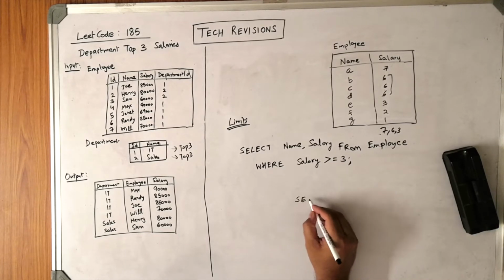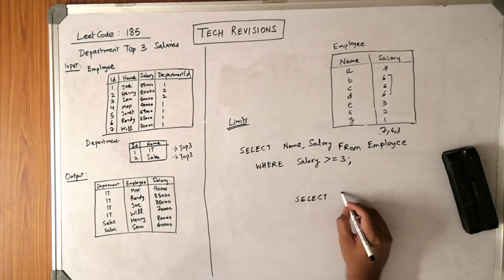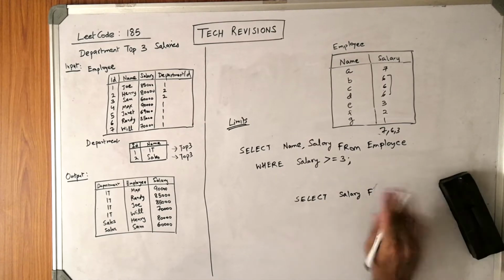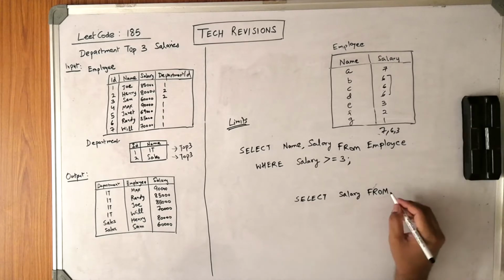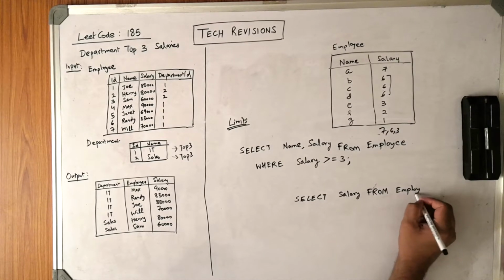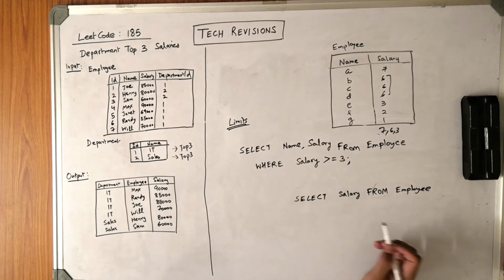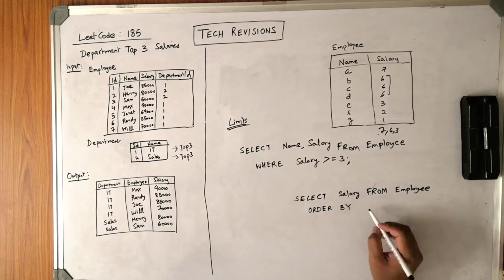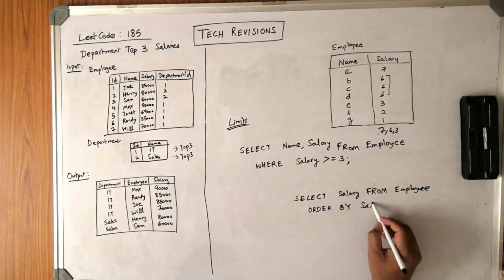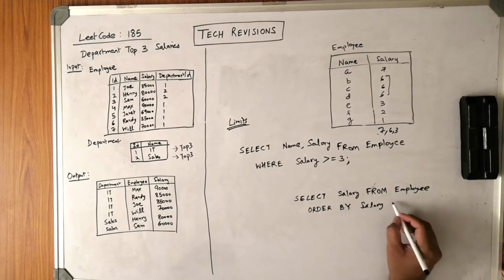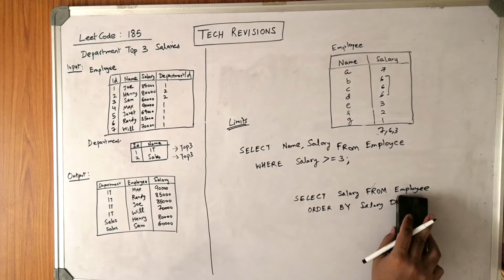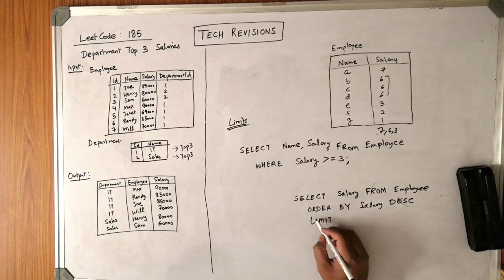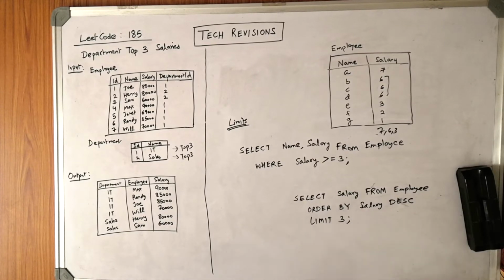So what we want to do is select salary from employee, and what I'm going to do is order by salary, and I'm going to put descending, and then I'm going to put limit 3, right? Now if I do this, let's see what will happen.